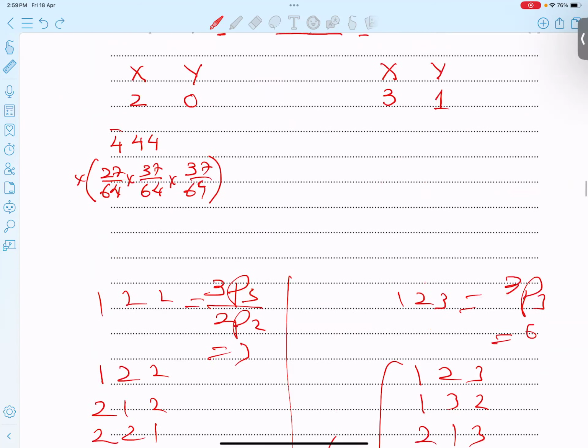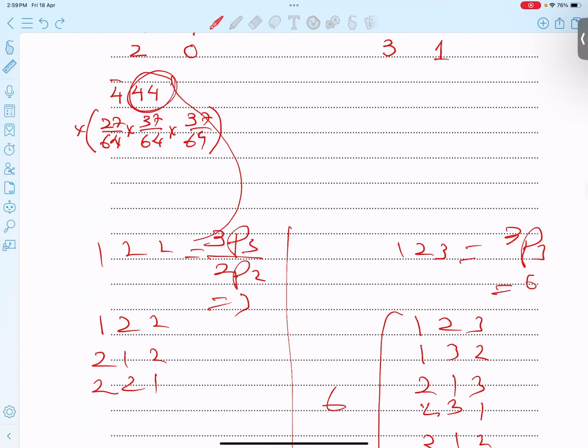So it means when 2 numbers are repeating, what to write here outside? I'm writing here 3P3 divided by 2P2. Why so? Because 2 are repeating. That is why I believe you got a point.